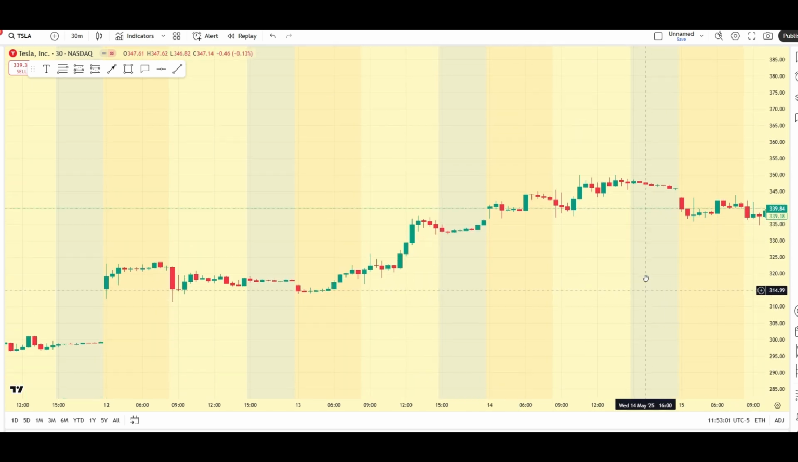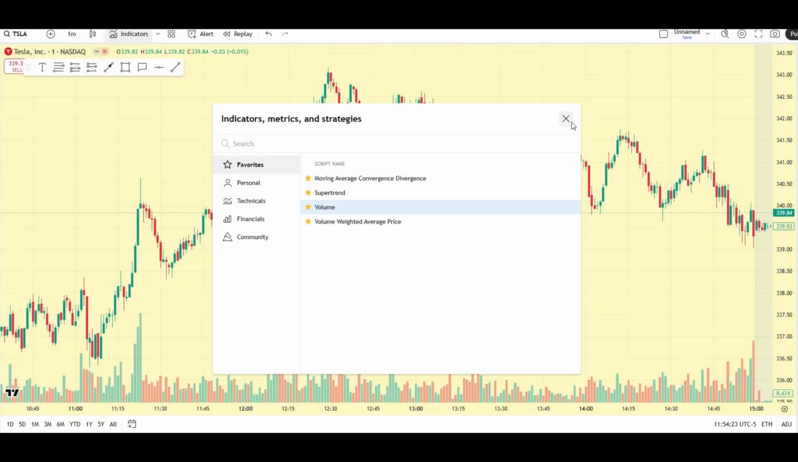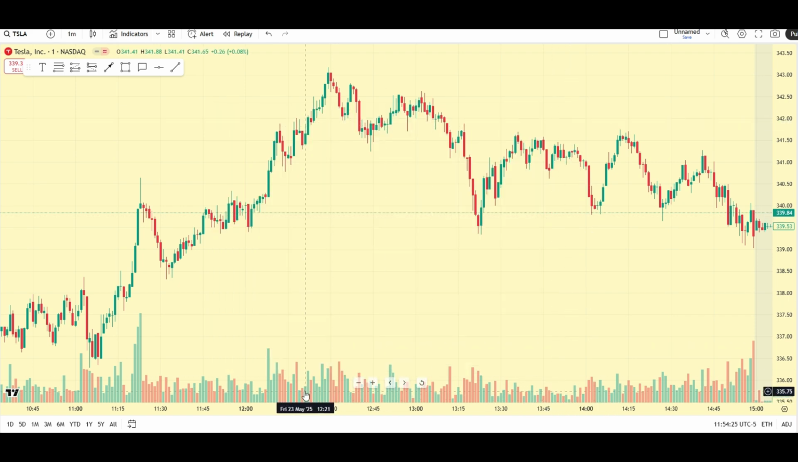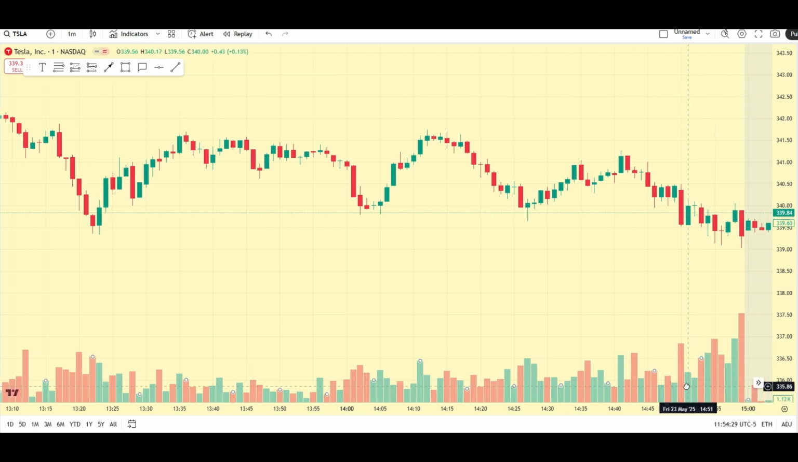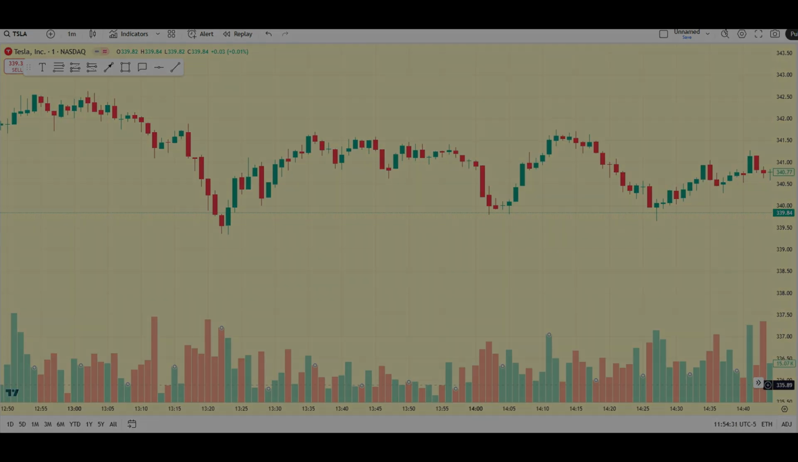Let's add some indicators. First, volume. This shows how many shares are being traded. It helps us measure how strong the current move is. Bigger green or red volume bars usually confirm the trend.